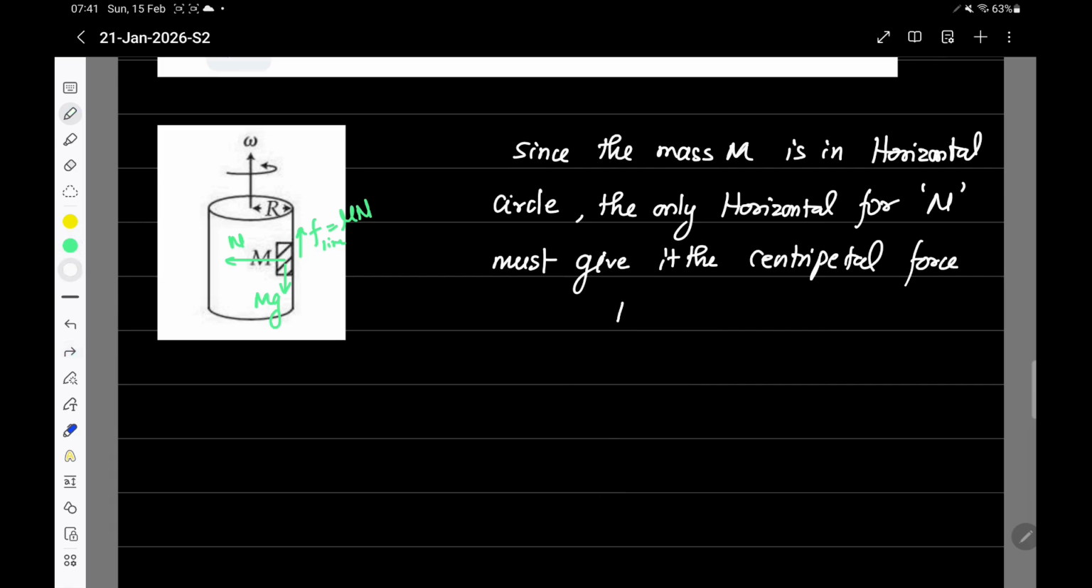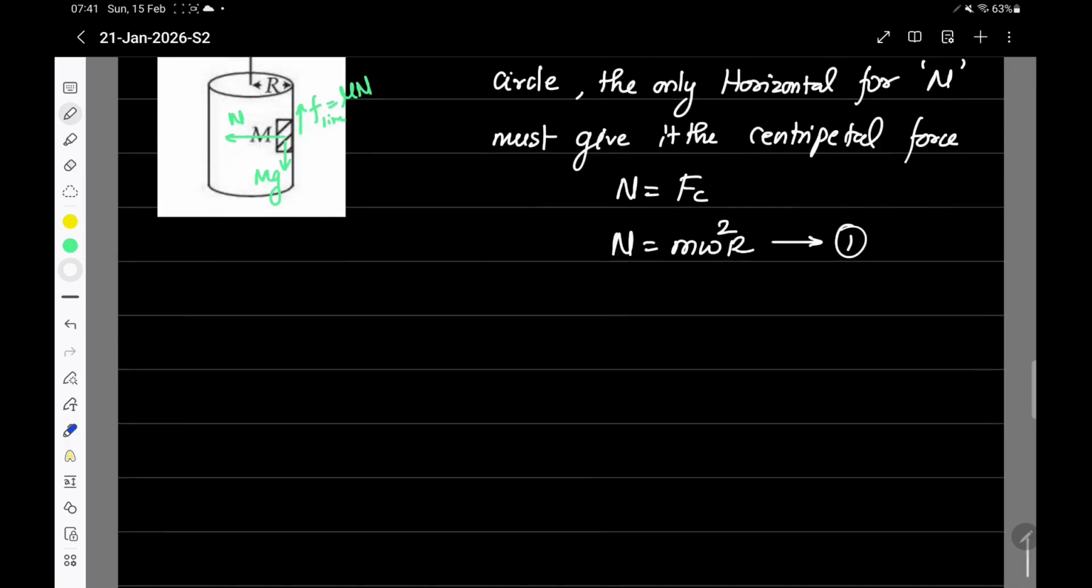So we'll write the normal reaction is equal to F centripetal, or normal reaction is equal to m omega square r. This is equation 1. Next, we also need to consider that the sum of y forces should be 0. The mass does not slip vertically, right? So we can say mg must be equal to friction.